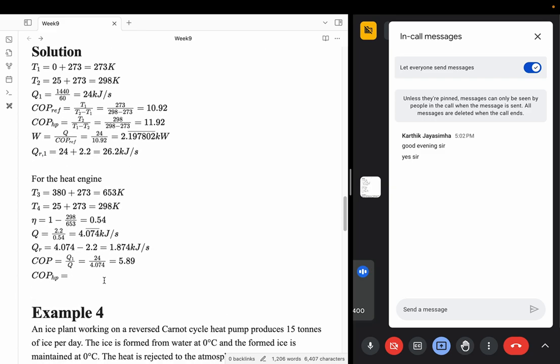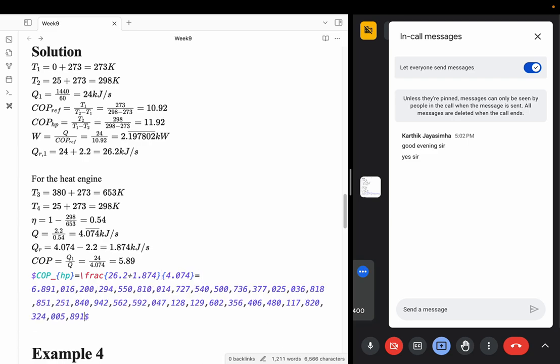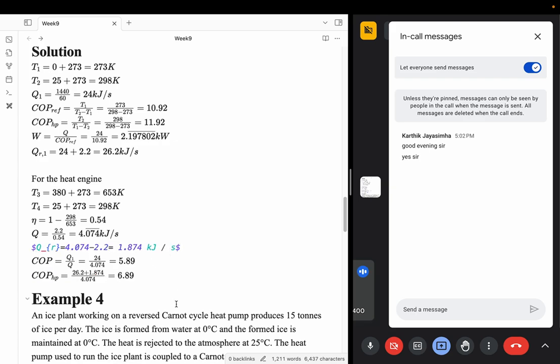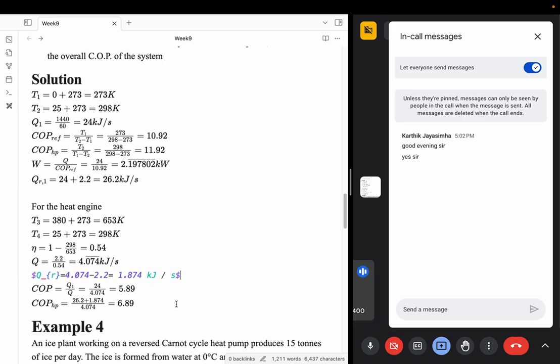Yes, 26.2, and here we have around 1.874. So the net heat rejected is 26.2 plus 1.874. This is the net rejected by whatever amount you have supplied. The supplied is this one over here, 4.074. So this is a COP, if you consider it as a heat pump. If you consider it as a refrigerator, then it will be 5.8. So the basic idea is output by input. Whatever is your desired output divided by whatever is the input that you are giving to meet that output.